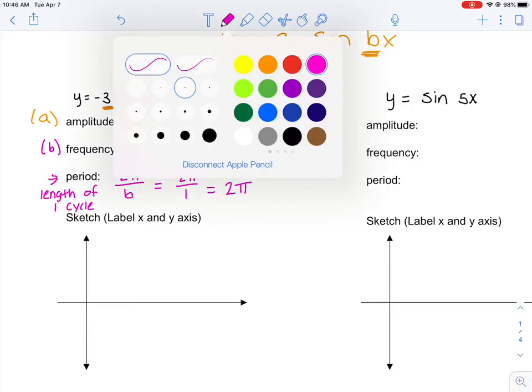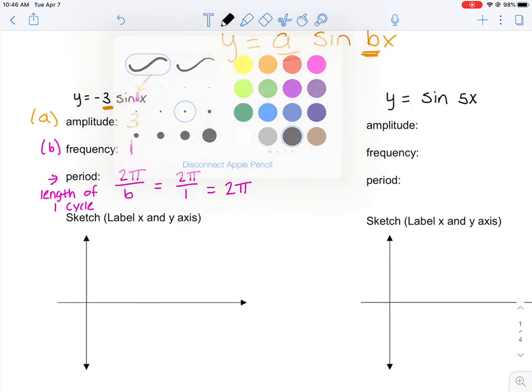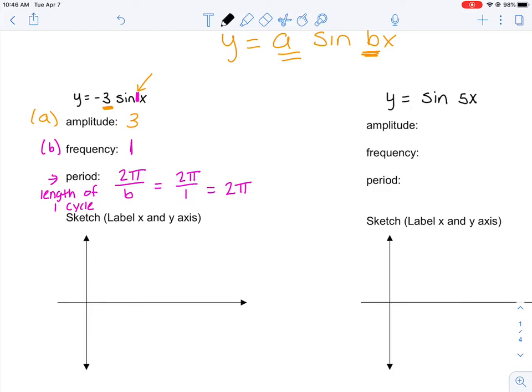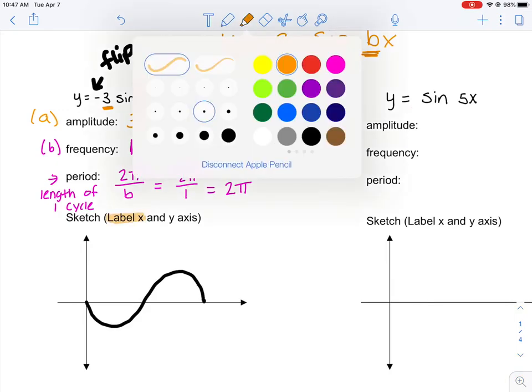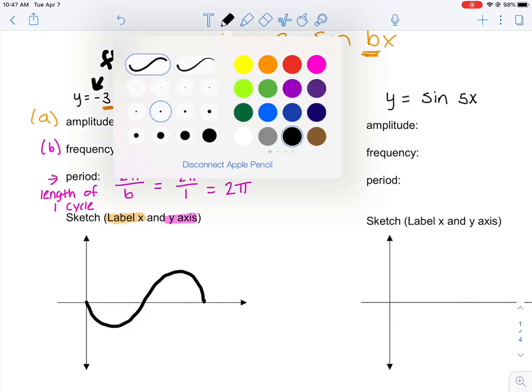We saw that a sine function typically looks like this, but this is a negative sine function. So a negative sine function is going to go in the downward direction first, or it's going to flip over the x-axis. So our sine function is going to look like this, since it has that negative out in front. Now, there's 2 things that I want you to label. I want you to label the x-axis, and I also want you to label the y-axis. And using your amplitude and frequency is going to help you do that.